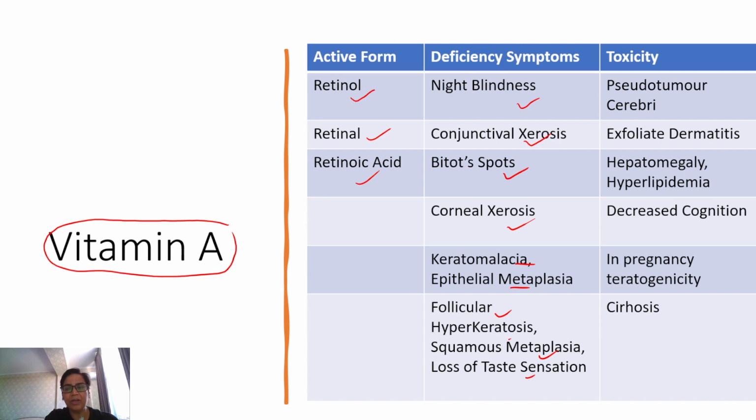Then we come over to the most important part, hypervitaminosis. It leads to pseudotumor cerebri, exfoliative dermatitis. There is enlargement of the liver, increased concentration of the lipids. There is a decrease in cognition, and in pregnancy, it can lead to teratogenic effects. And it finally leads to cirrhosis. So hypervitaminosis is very dangerous in vitamin A. And the most affected organelle in vitamin A toxicity are the lysosomes.